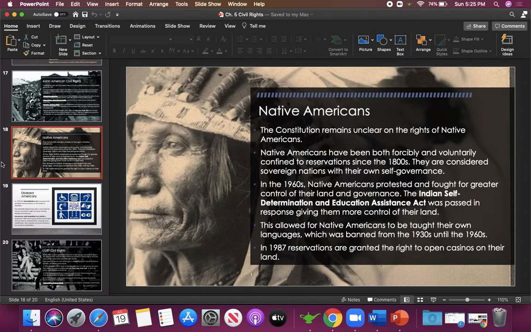Today, that Indian Self-Determination and Education Assistance Act has given them more control over their education systems, how they make money. In 1987, reservations are granted the right to open casinos, even if the states that they are in do not allow gambling, because reservations are supposed to be their own sovereign land where they can do whatever they want. We are seeing more and more attention paid today to Native American issues, but that is a relatively new development. For most of our history, we have tried to erase Native Americans from American history and American society.